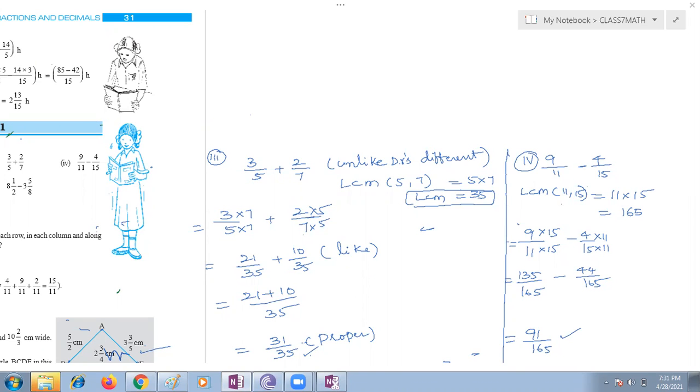So these two are co-prime except one is a common factor. So the product is the LCM, the product of those two numbers. 11 multiplied with 15 is nothing but the LCM of those two numbers. Once you get the LCM, you can make your denominators the same. For that, what should you do? You should make whatever changes you are supposed to make.